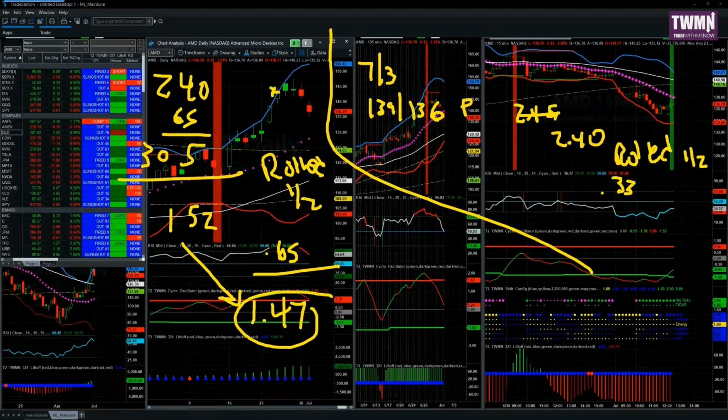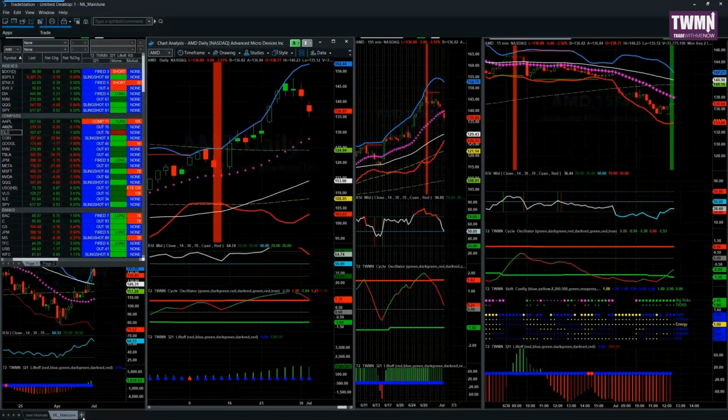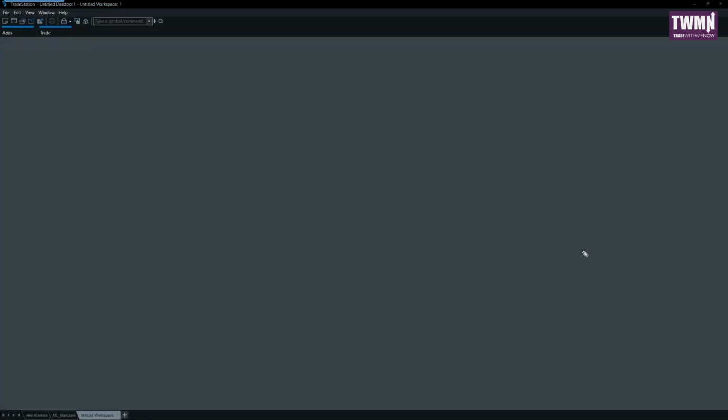And then I rolled the 115, 110 put from 7/18 to 7/3, changed the strikes. All right, and then I alerted I was averaging down, bought more of those at 65 cents. They're now only 40 cents. So let me just show you the math, and then I'll show you the next portion of the trade. I'll draw it out so it makes a little more sense.